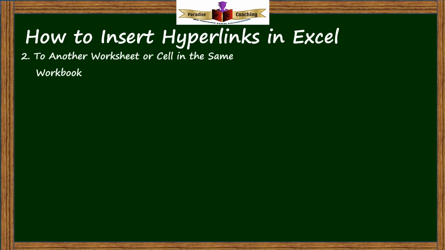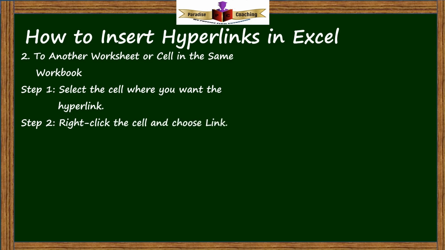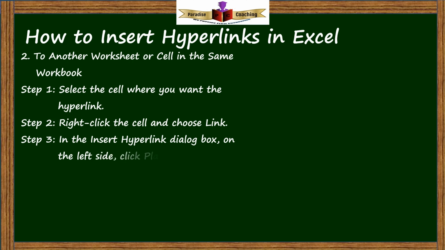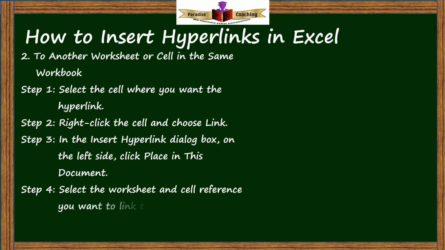Hyperlink to another worksheet or cell in the same workbook. Step 1. Select the cell where you want the hyperlink. Step 2. Right-click the cell and choose Link. Step 3. In the Insert Hyperlink dialog box, on the left side, click Place in this document. Step 4. Select the worksheet and cell reference you want to link to. Step 5. Click OK.